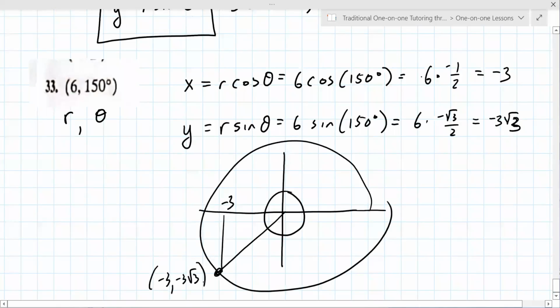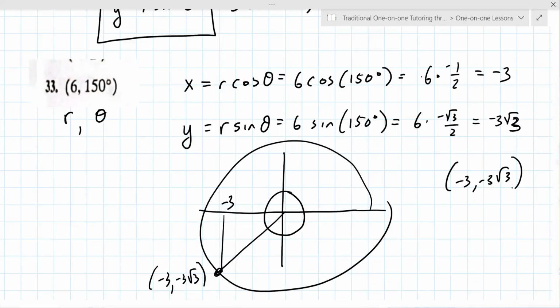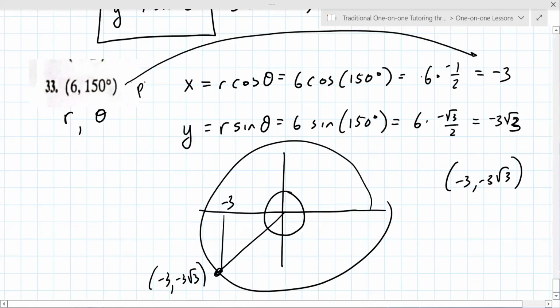So it's getting to the same place. One's polar, one's rectangular. Did this one go from polar or from rectangular to polar? Polar to rectangular. So the rectangular is -3 and -3 root 3, right? Yes. That seems very weird to me, but okay.